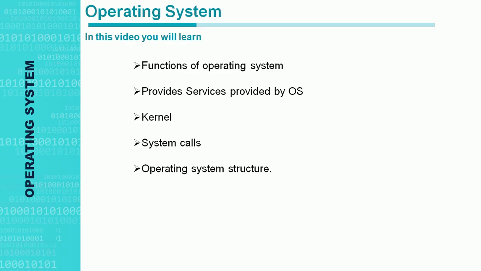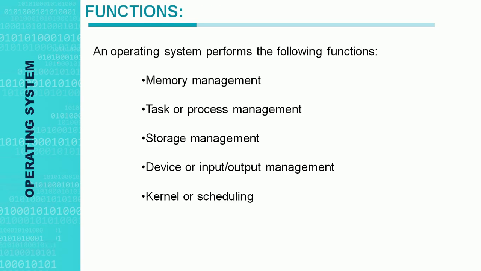In this video, we will learn what functions are available in the operating system, what services are provided by the operating systems, what the main uses are, kernel uses in the operating system, define system calls, and the structure of the operating systems. First, let's see operating system functions. The operating system performs the following functions: memory management, task or process management, storage management, device or input-output management, kernel or scheduling.